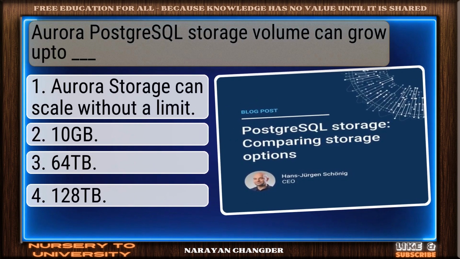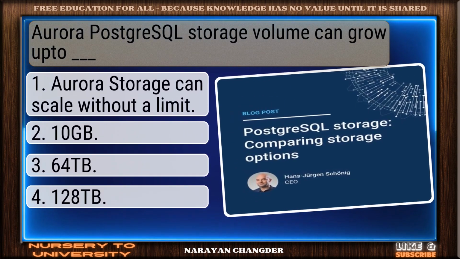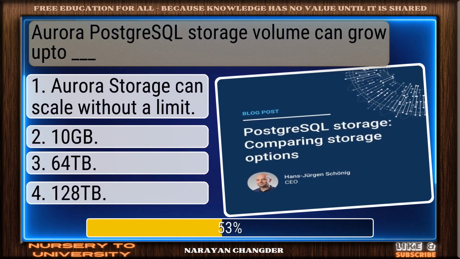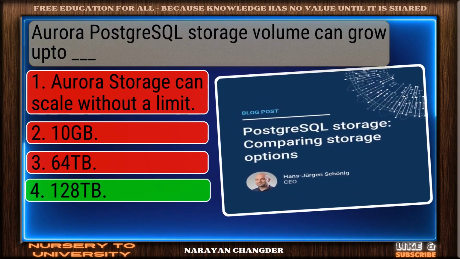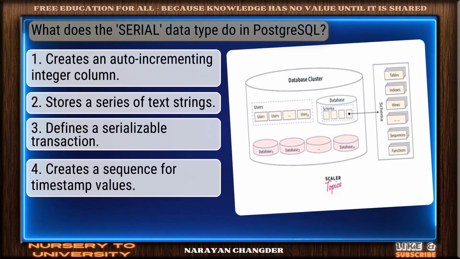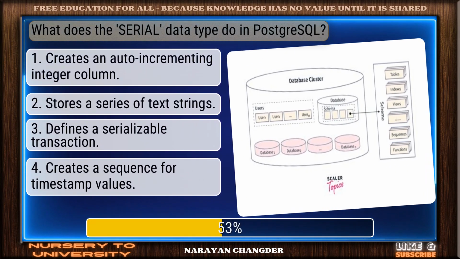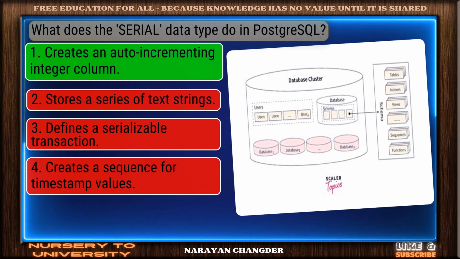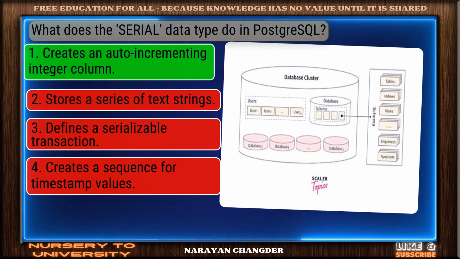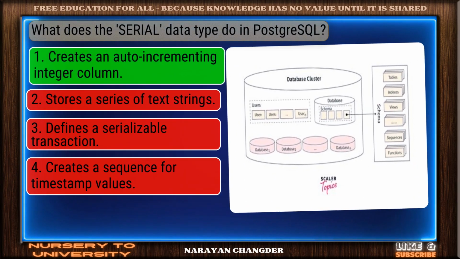Question number 65. Aurora PostgreSQL storage volume can grow up to dash. Well done. 128 TB is the right choice. Question number 66. What does the serial data type do in PostgreSQL? Sharp thinking. Creates an auto-incrementing integer column is the right choice.